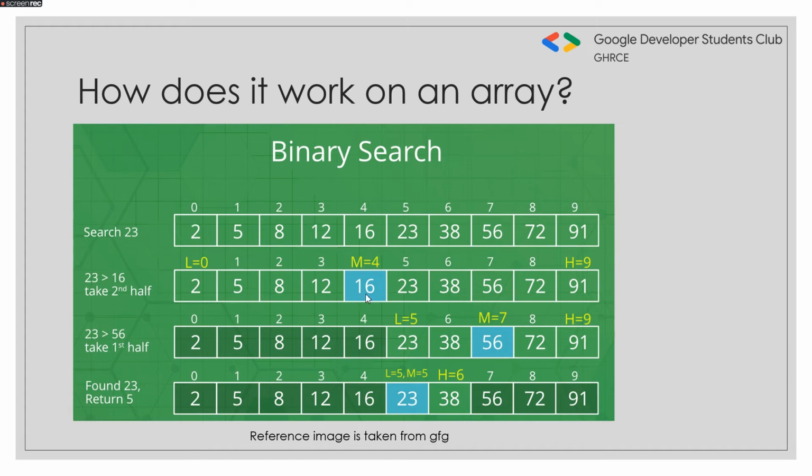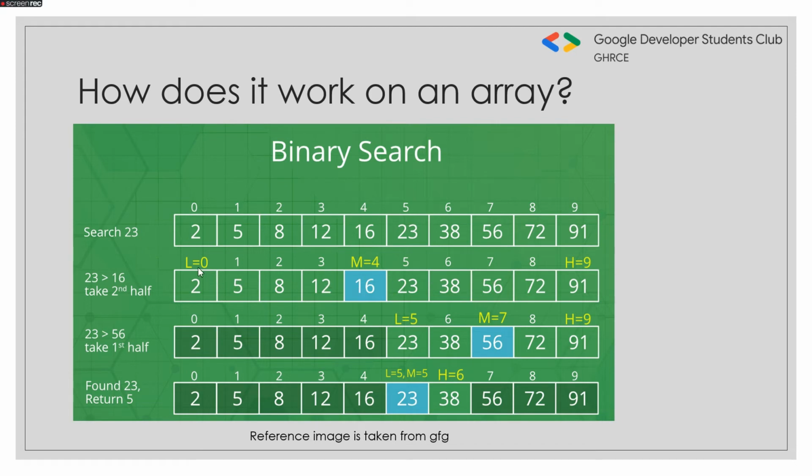So 23 is not equal to 16, but we see that 23 is greater than 16. So since 23 is greater than 16, we need to check this key in the next half. Why? Because obviously, since this is a sorted array and the middle element is smaller than the key, our key element will lie in the next half of the array.